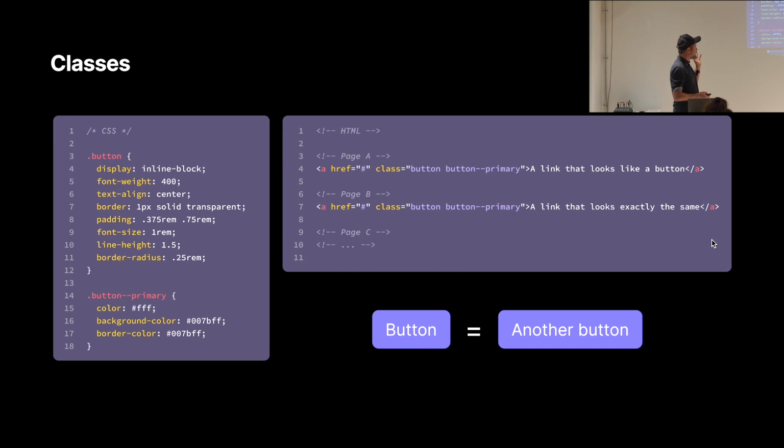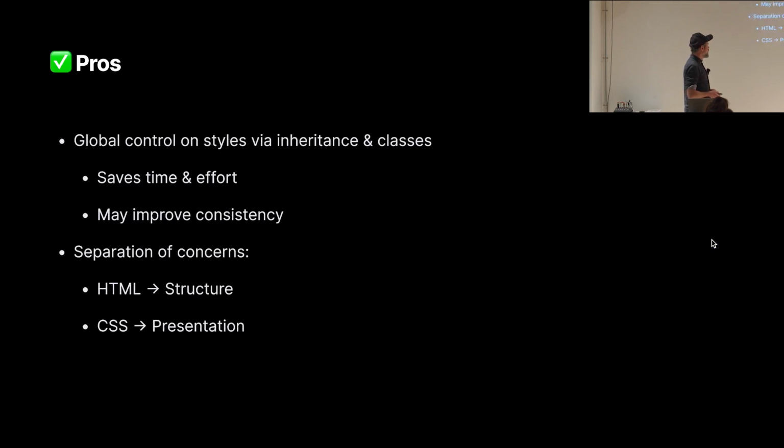And we also got classes. So for some reason, the MacBook still appears here. I don't know why. Okay, we have classes. You're also familiar with classes. I define my class once, and hopefully a button will look like a button. So I can reuse classes on many different occurrences in my markup. All right, so what did we win? Now we have global control over our styles by inheritance and reusable classes.